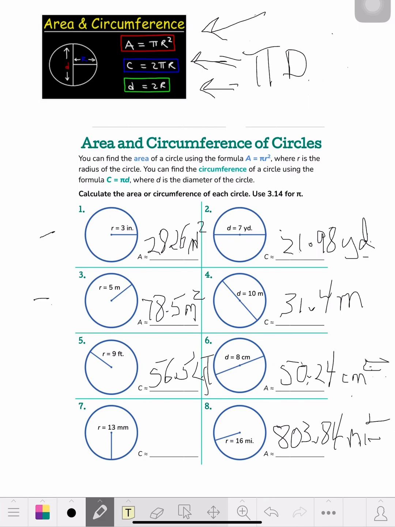So now let's go on to the next one. They told you it's 13. So we follow the formula: 2 times 3.14 times 13. I get 8164.64. And what's the unit of this? Millimeters, mm. And that's it.